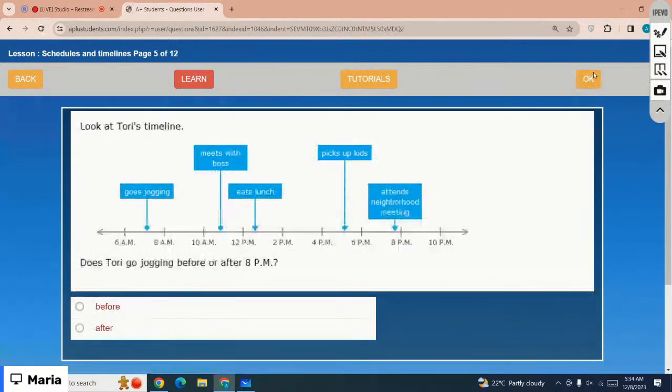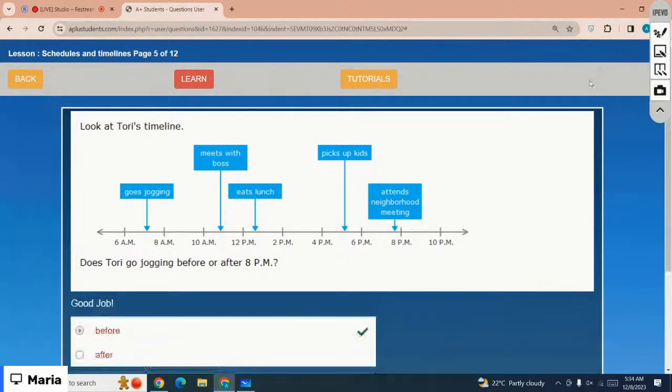Look at Tori's timeline. Does Tori go jogging before or after 8 p.m., which is the correct option? He goes for jogging before 8 p.m. The correct option is before. You can see here is 8 p.m. and here is jogging. So he goes jogging before 8 p.m. The correct option is before, right?